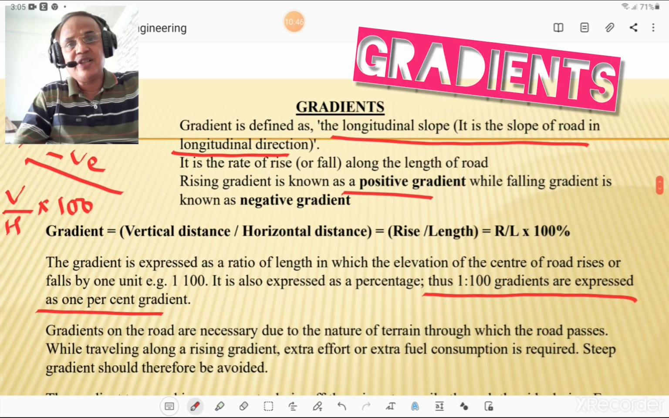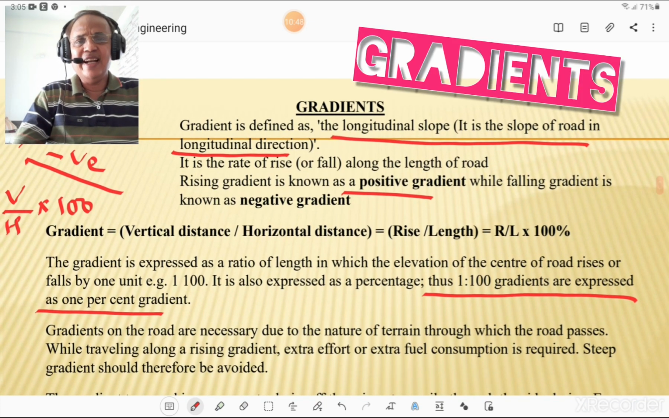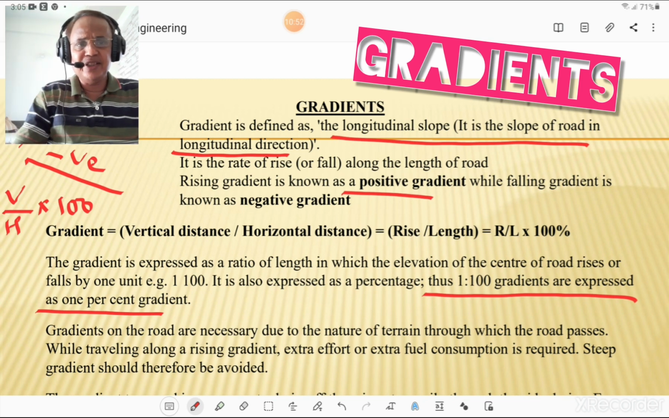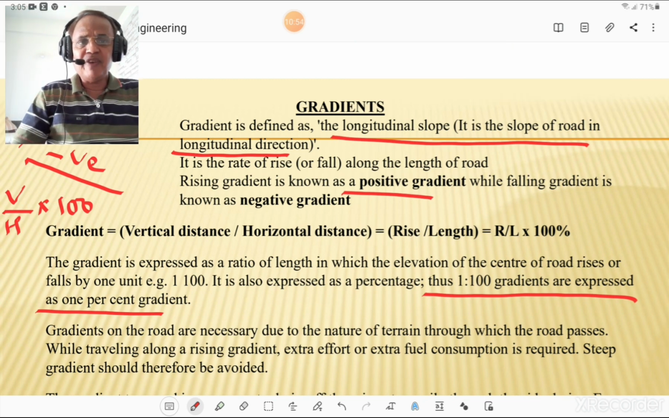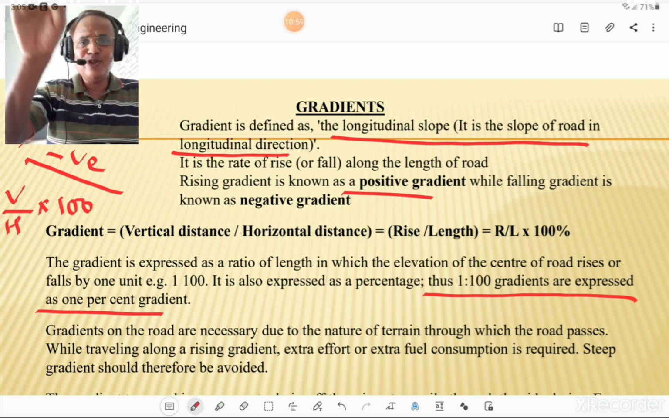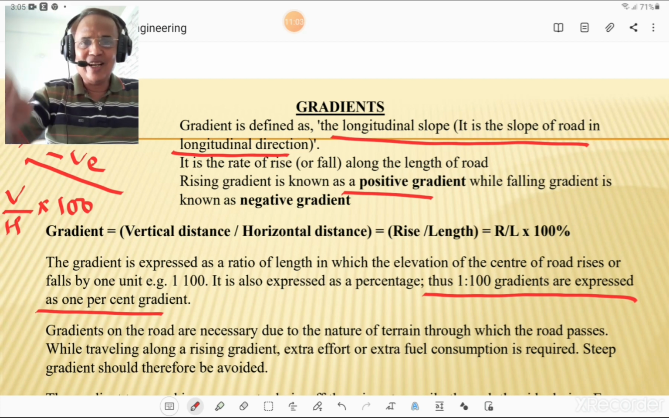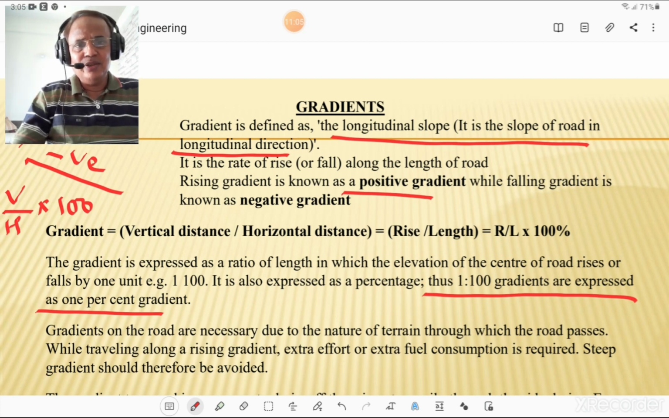Then we will discuss the gradient. What is the gradient? Gradient is the slope given to the road in the longitudinal direction, or it is the ratio of rise and fall along the length of road. The rising gradient is known as a positive gradient and the falling gradient is known as a negative gradient. It is so simple.